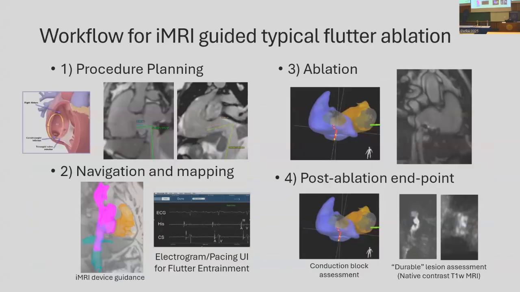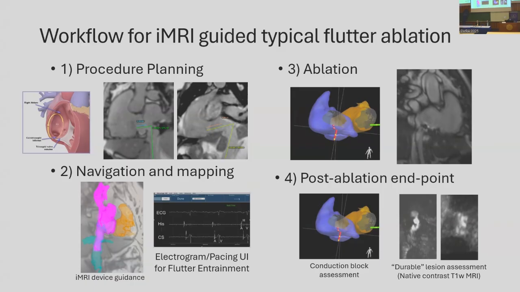So here we illustrate our typical workflow for interventional MRI-guided typical flutter ablation, although these steps parallel any ablation. The first step is this pre-procedure planning step. There's not so much of this done in conventional ablation procedures, but it is nice that we can depict the anatomy here of the cava tricuspid isthmus, the target for ablation. And here we can see a couple of variants that often lead to longer procedures when we do them by conventional means and don't see this anatomy.